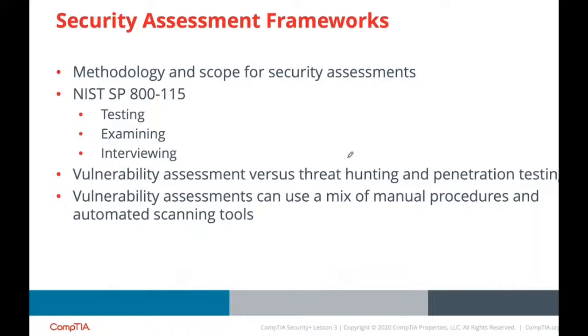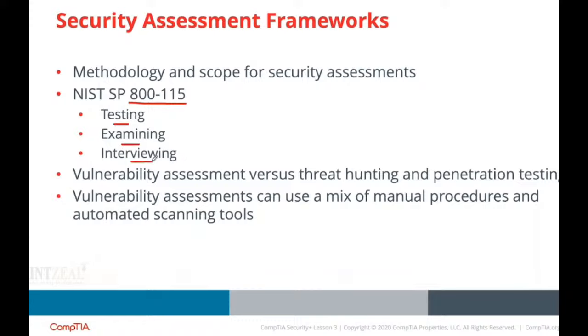Now, there are various types of security assessments that can be used to test those hosts and services for vulnerabilities. Many models and frameworks for conducting security assessments are available. The starting point is the NIST technical guide for information security testing and assessment, 800-115, the special publication by NIST, which defines three principal activities within the assessment. First is testing, then examining, then interviewing.